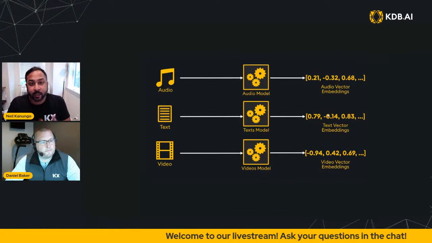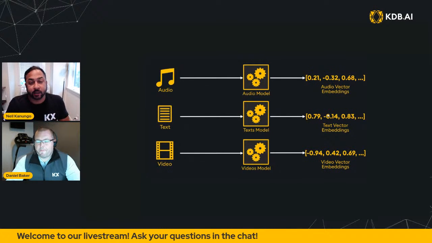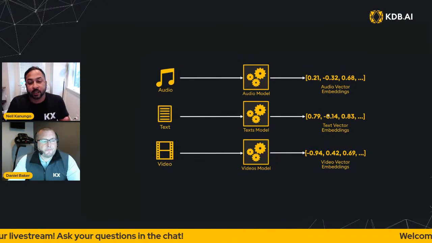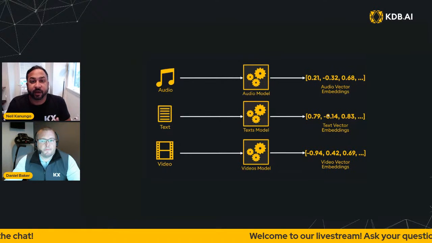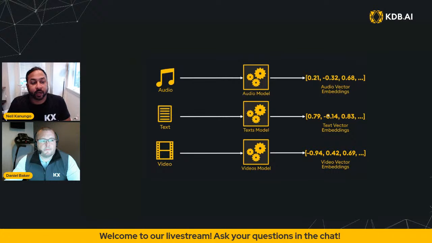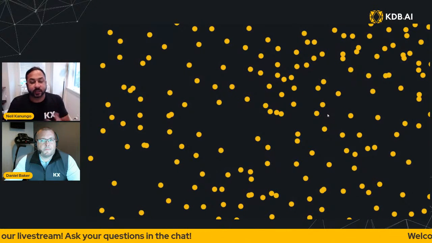So your data will go through an embedding model. There might be different models that you're using for audio, video, text, images. You can even use flat files and structured data as well. These will create different embeddings, and you can picture these embeddings as being just these dots in your vector space.